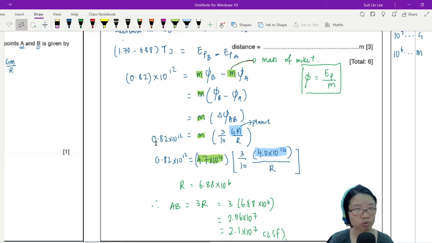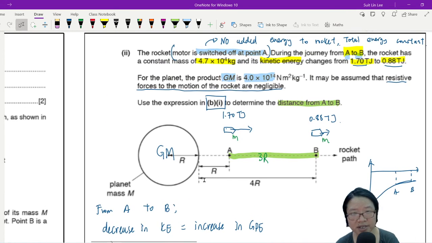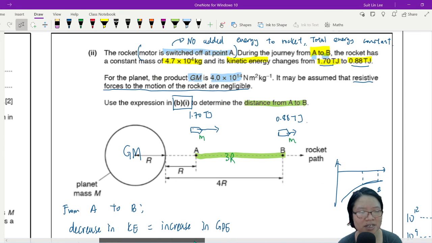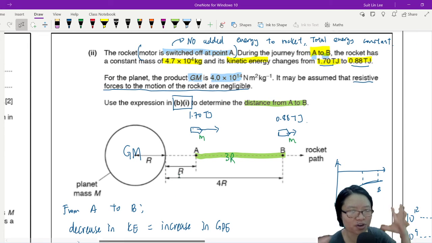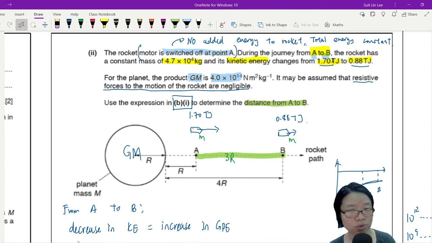This one is a little bit longer than usual. So what did I do? First step: whenever you do questions and it's hard, but you got to the answer, don't immediately take a half-hour break. Your brain is trying to digest. So help your brain out by reviewing the question again. We understand that the motor is switched off, so there's no added energy. The rocket is going to travel from A to B, and it's pretty obvious the rocket is slowing down because the kinetic energy is decreasing. If the rocket is slowing down, the energy has to convert to something else. Since there's no friction, the energy will be converted to potential energy.